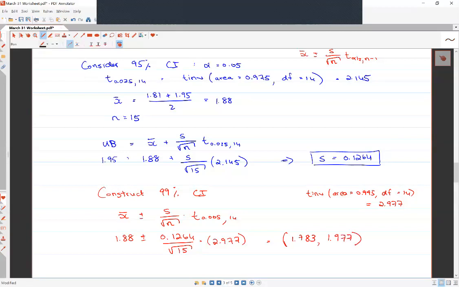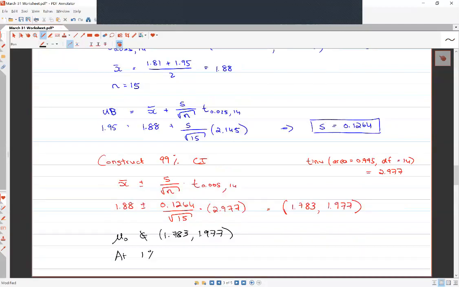So what is our conclusion? Our value mu naught of 2 is still not inside this interval. This tells us that at the 1% level of significance, mu equal to 2 is still not plausible. So we still reject the null hypothesis at the 1% level of significance. I'll give a few seconds here if anyone has a question.